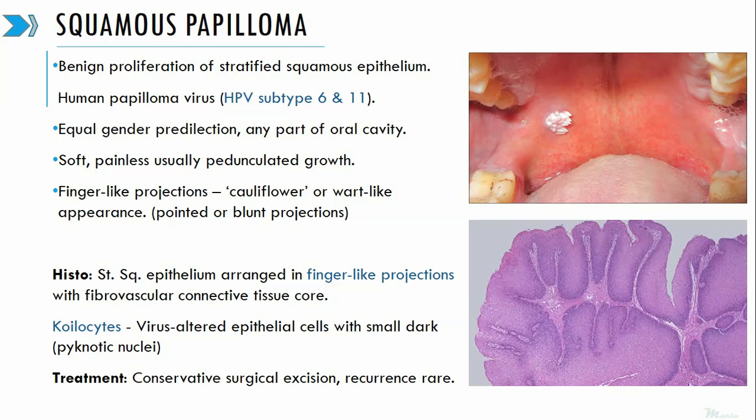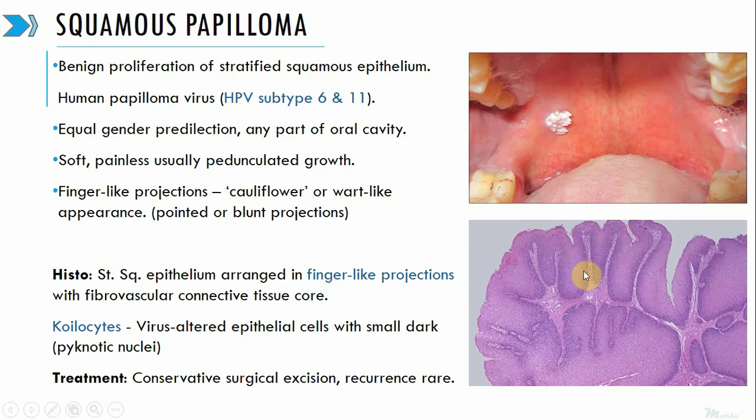The lesion generally presents as a soft, painless, usually pedunculated growth. Clinically, it reveals finger-like projections, which have also been described as cauliflower-like or wart-like appearance. The projections may be pointed or blunt on palpation. Histopathological analysis of excised lesions of squamous cell papilloma will reveal stratified squamous epithelium arranged in finger-like projections. These finger-like projections entrap a thin fibrovascular connective tissue core in between.